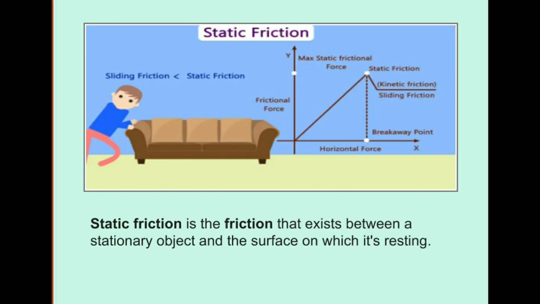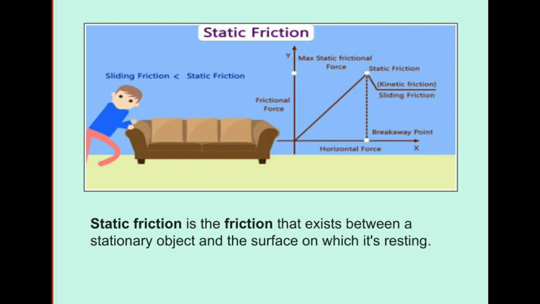Let us now discuss the different types of friction. The first one is the static friction. It is the friction that exists between a stationary object and the surface on which it is resting. So when an object is at rest and we start applying force, we are balancing it with the static friction. Remember, static friction is a self-adjusting force. There will be a point when you are gradually increasing the force on the object that the object will just begin to move. So at that point, the friction starts dropping.